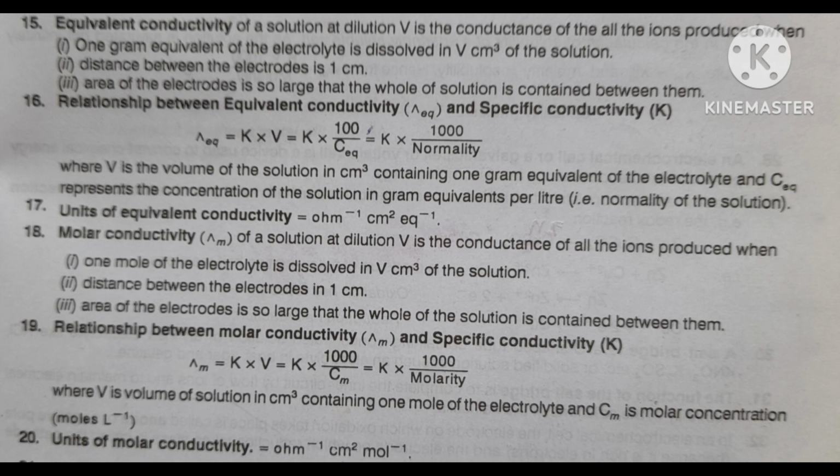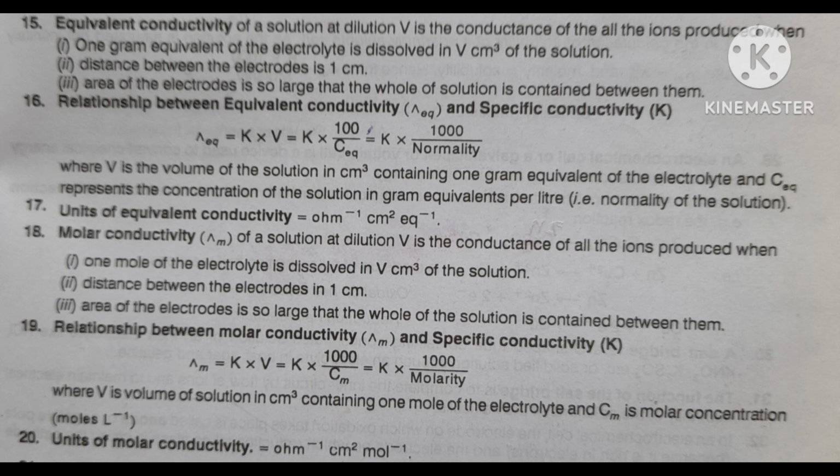and this volume unit was centimeter cube, and for K, ohm inverse per centimeter was there. Then 1 centimeter and 1 centimeter will be cancelled, then centimeter square will be remaining, and per equivalent, because normality is written down, hence per equivalent. Then the unit of equivalent conductivity is ohm inverse centimeter square per equivalent.